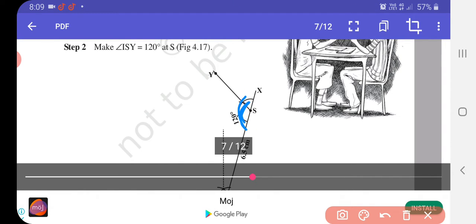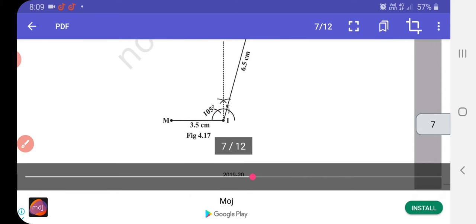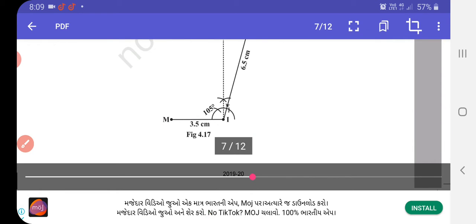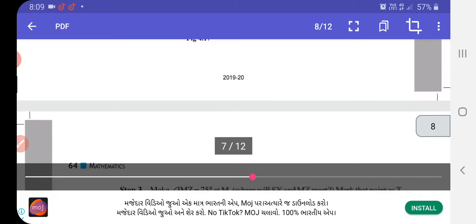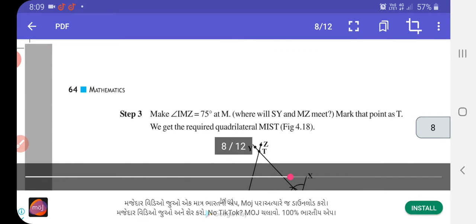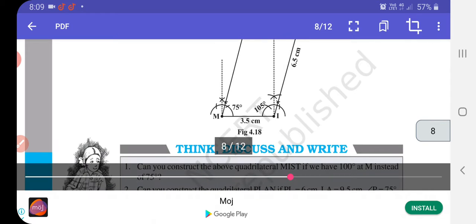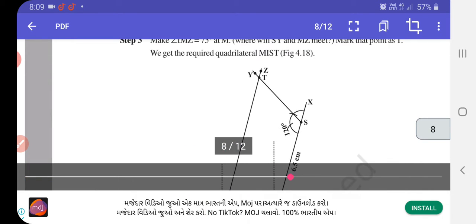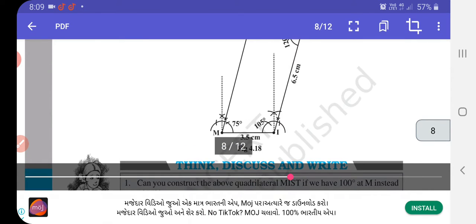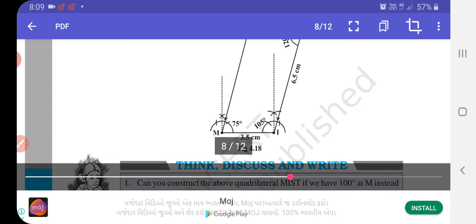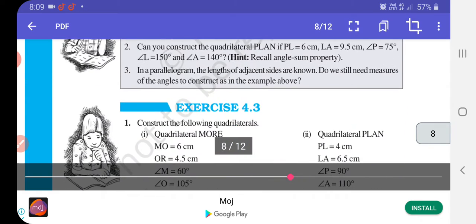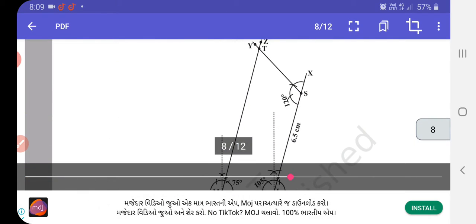Now what to do? ISY is 120 degree. Now our next step is to make angle IMZ equal to 75 degree. I, M and Z is 75 degree, meaning at angle M you have to make an angle of 75 degree. Okay, now it is your required quadrilateral.